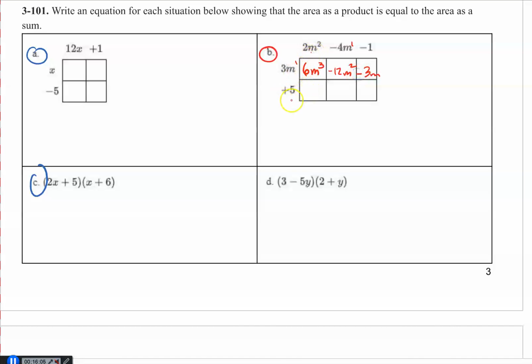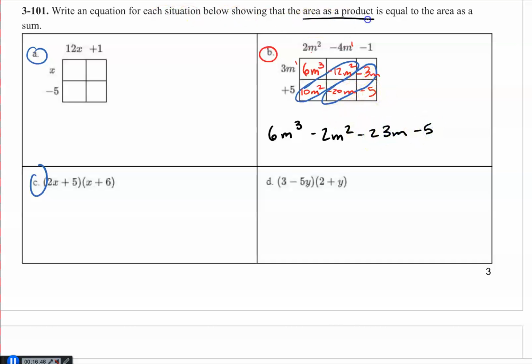Okay? 2m squared times 5. 5 times 2 is 10, so this is 10m squared. Then we got -4m times 5. It's -20m. And -1 times 5 is -5. Let's combine like terms. So our answer is going to be 6m cubed. And then if we combine the m squared terms, all that's left over is -2m squared. Combining the m terms, that's -23m. And then subtract 5.